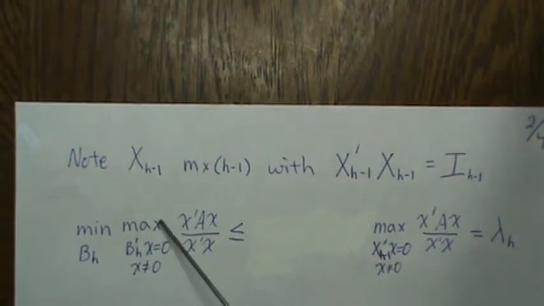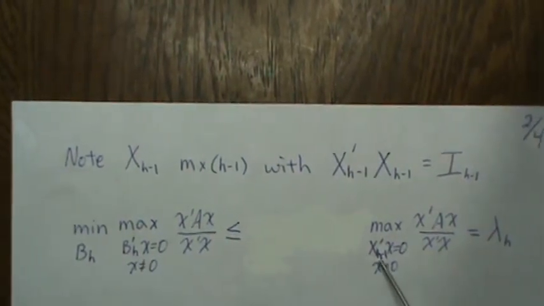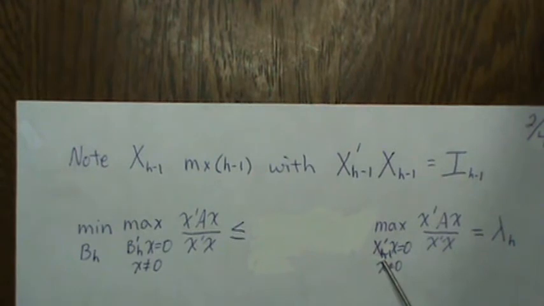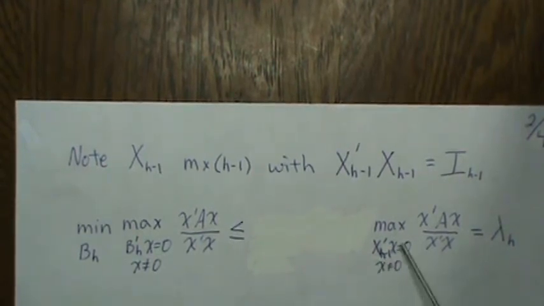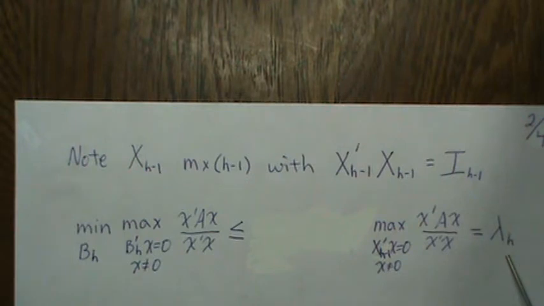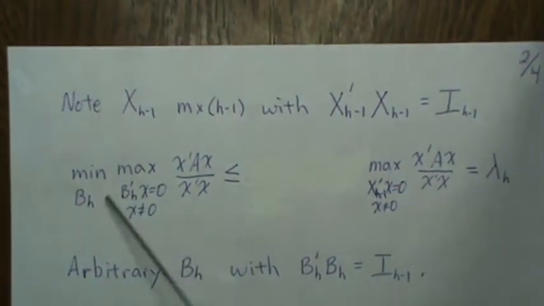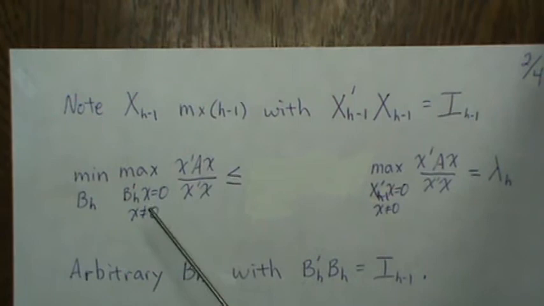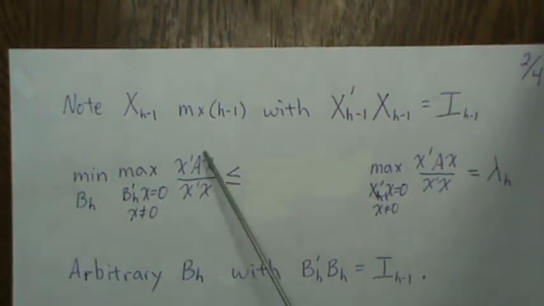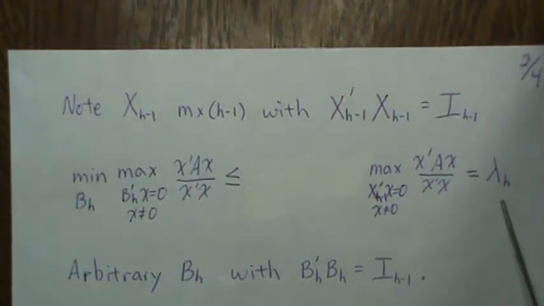And so what we do is we take this and stick in this x_h here, and it meets this requirement. And then in lecture part 2, we showed that this maximum is lambda h. So this quantity has to be greater than lambda h. We showed that it has to be less than or equal to lambda h.